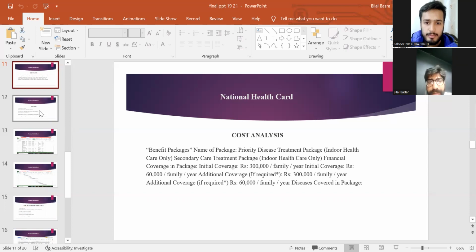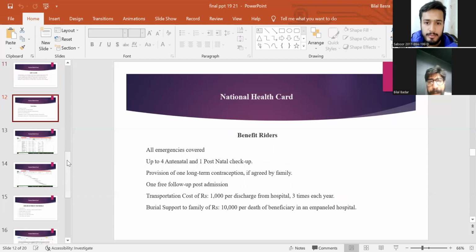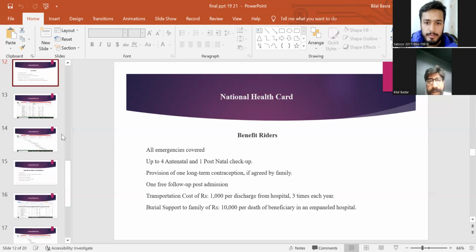In the next slide, there are some of the benefit riders, like all emergencies covered, up to 4 antenatal and 1 postnatal checkup, and provision of 1 long-term contraception if agreed by the family. One free follow-up post admission will provide a transportation cost of around 1,000 per discharge from hospital, about 3 times per year.